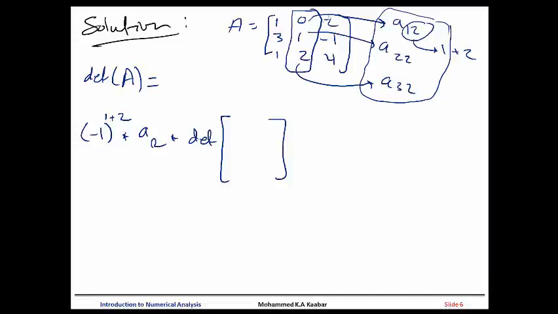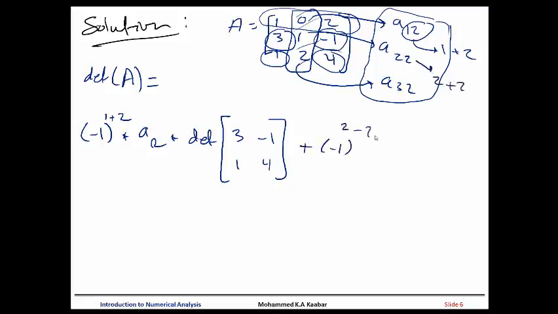Now A12, okay, this is fixed, and ignore this row in the first element and move to this one. This is the determinant of this one. 3 minus 1 and 1, 4. And plus minus 1 to the power what? 2 plus 2. 2 plus 2 times A22.